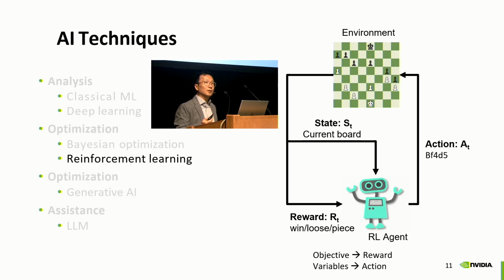If we can convert our optimization problem into a reinforcement learning problem by letting it optimize for the objective function as rewards, and also convert our optimization variables into actions for the agent, then an optimization problem can be solved with reinforcement learning.